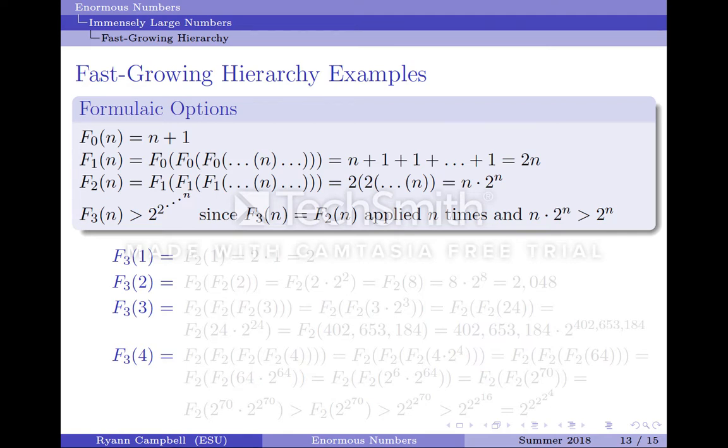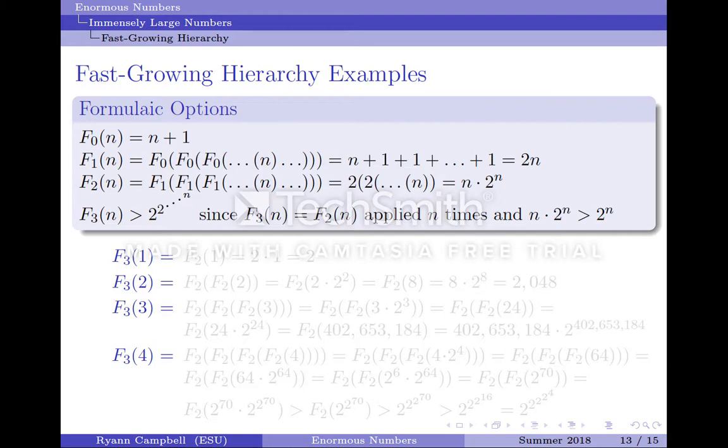Let's start small. We have f0 of n, or f naught of n, equals n plus 1. That's a formula that we can use, and it actually works out very well. So f0 of 3 would be 3 plus 1, which is 4.